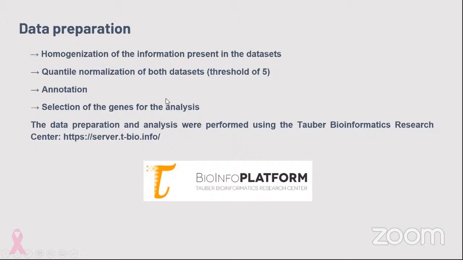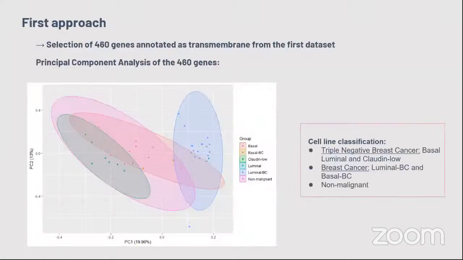Then the annotation, the selection, and the analysis, and everything was performed in the Tower Bioinformatics Research Center, the algorithms and all the analysis. And for the first approach, 160 genes were annotated as transmembrane, and they were selected, and a principal components analysis was performed. And as you can see, some of the groups are easy to identify according to this analysis.